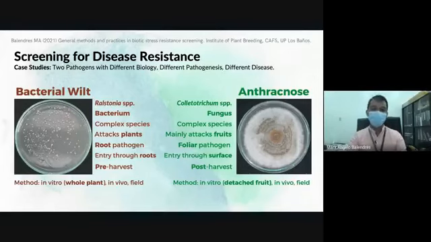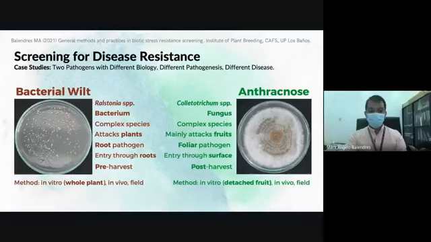Bacterial wilt attacks the plant. The anthracnose mainly attacks the fruit, but there are species of Colletotrichum that attack the oldest leaves of the plant. But we'll focus on fruits here. So the bacterial wilt is a root pathogen and anthracnose is a foliar pathogen. The bacterial wilt enters the root. The anthracnose enters the surface of your host plant, for instance, the leaf or the fruit. The other one is a pre- and post-harvest disease, which is the anthracnose.